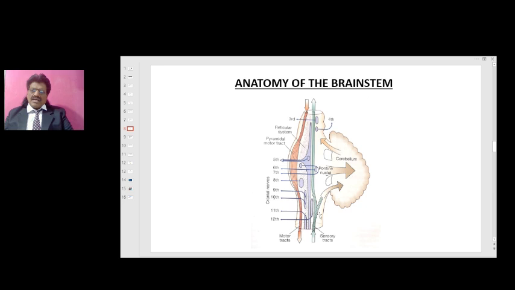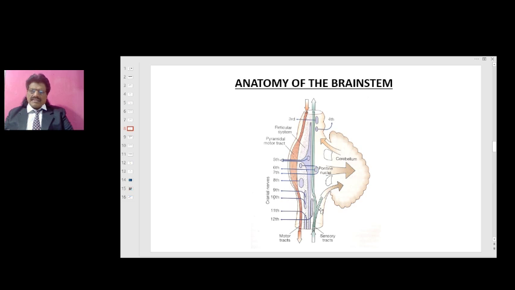The tracts which start with the letter S are placed laterally. One is the spinothalamic tract, which carries pain and temperature sensation. The spinocerebellar tract, which is responsible for balance. The sensory part of the cranial nerves, that is the trigeminal nerve, and the sympathetic tract.